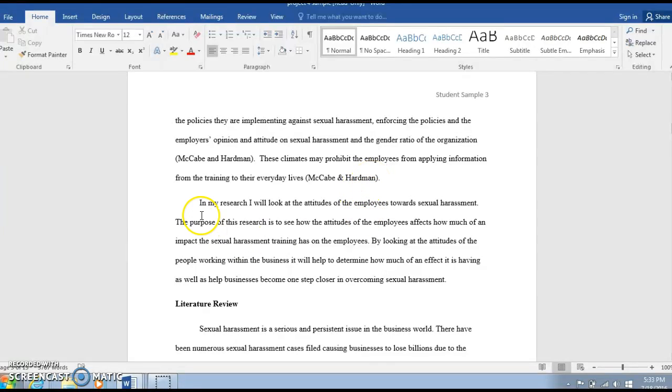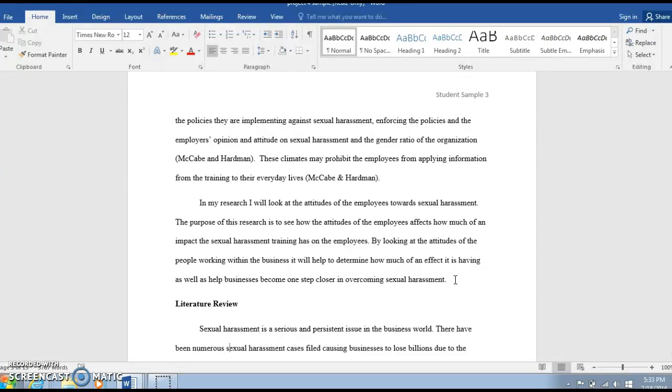And then we can take a look at the move that's being made here in the final paragraph, which is the one where she's establishing the solution, or what it is that she's going to be doing in her paper. So she makes the claim here that by looking at the attitudes of people working within the business, it's going to help to determine how much of an effect it's having, as well as help businesses become one step closer in overcoming sexual harassment. So we can see those 3 moves being made throughout this introduction.